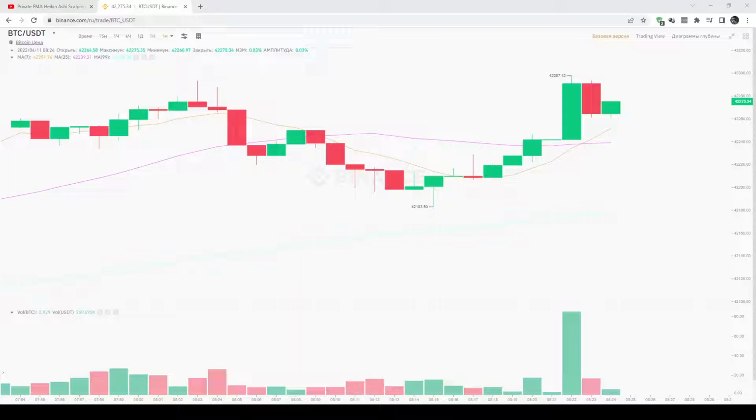The flat is a very short period of time. When this happens, you can see the price breaks the channels in both directions. The market consolidates, so there is no clear trend on the market.